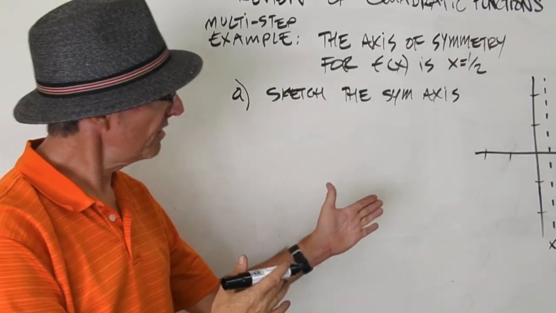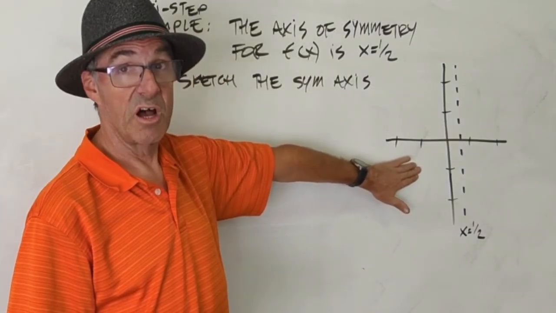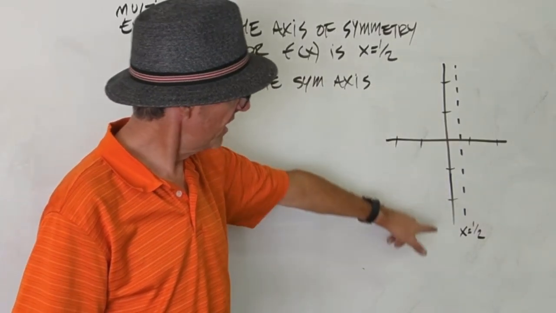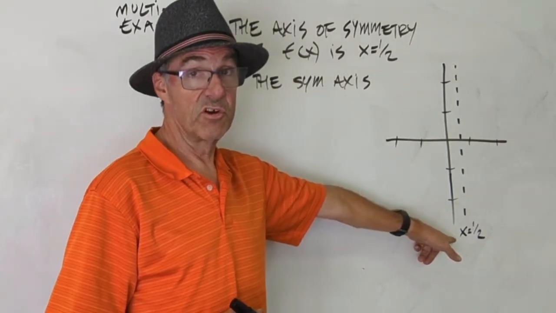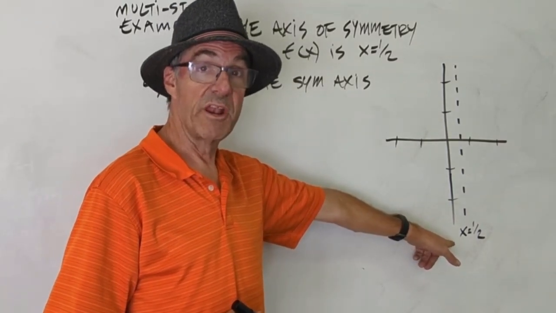All right, let's take a look at my graph over here. I've put tick marks on my axes, each one is 1, and I've sketched my symmetry axis. That's just the vertical line that goes through x equals 1/2.